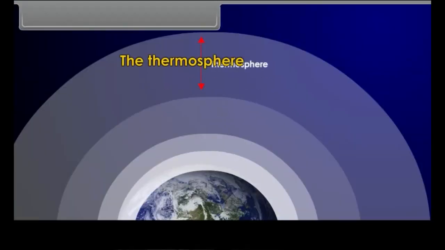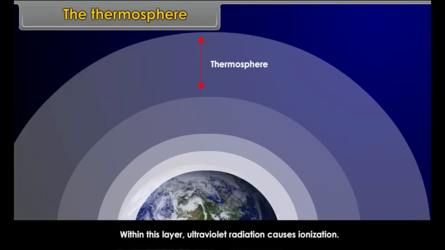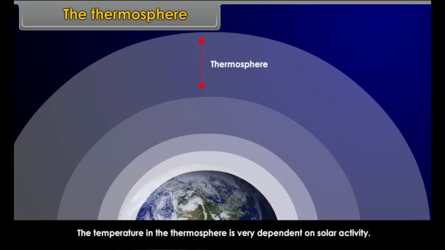The thermosphere. The thermosphere is the layer of the Earth's atmosphere directly below the exosphere. Within this layer, ultraviolet radiation causes ionization. The temperature in the thermosphere is very dependent on solar activity.